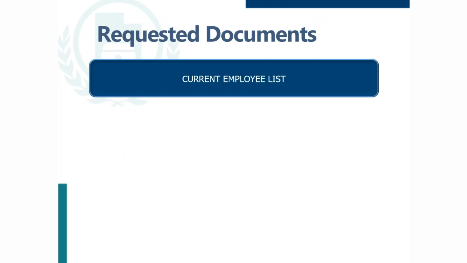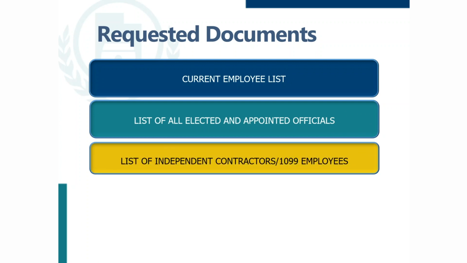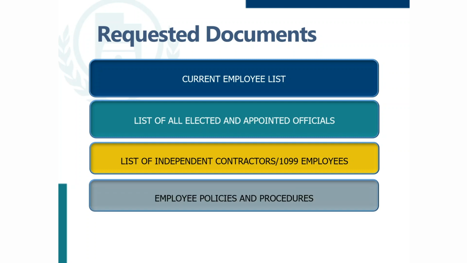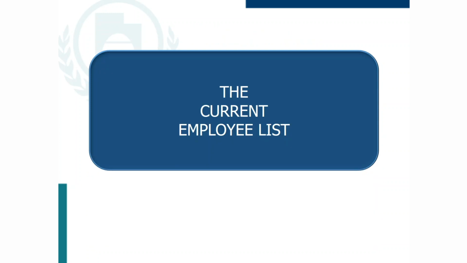We're going to ask you for 5 different things when we start your review process. The first thing we're going to ask you for is that current employee list, and we're going to talk about all of these. We're also going to ask you for a list of all of your elected and appointed officials. We're going to ask you for another list of independent contractors, anybody that is doing work for you and you're providing them with a 1099. We're going to ask you for specific policies and procedures, and we're going to ask you for payroll reports. So let's break that down.